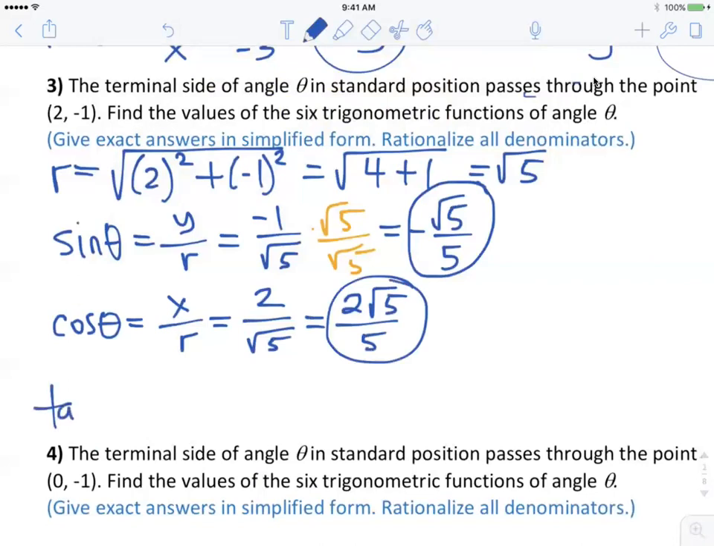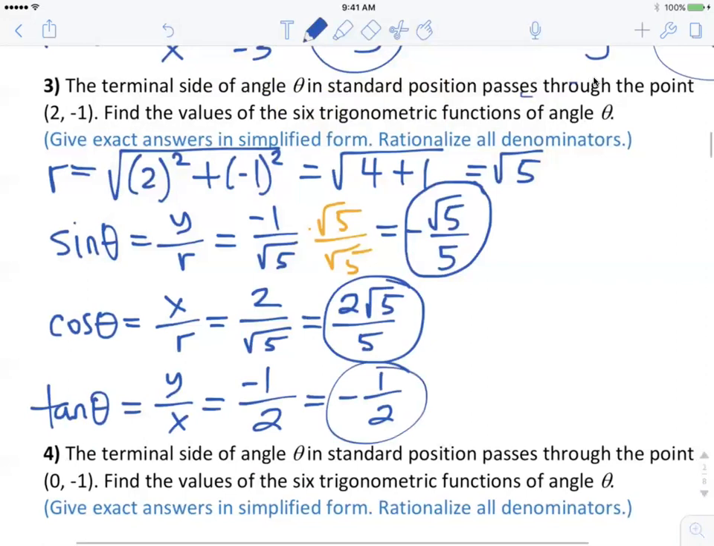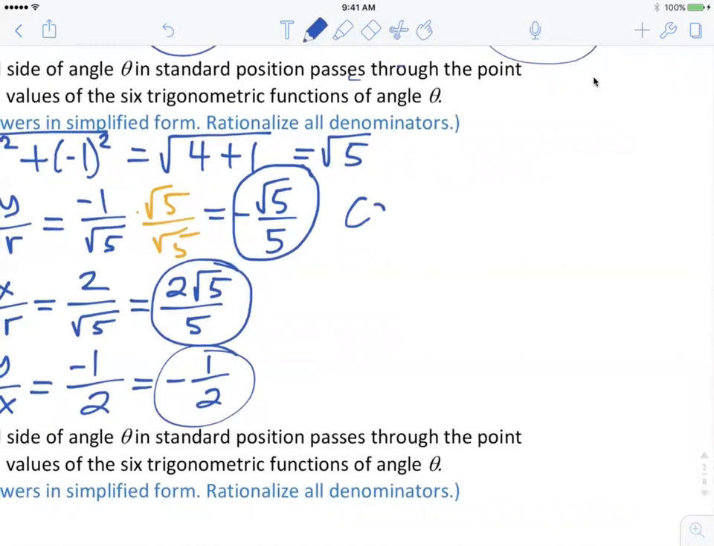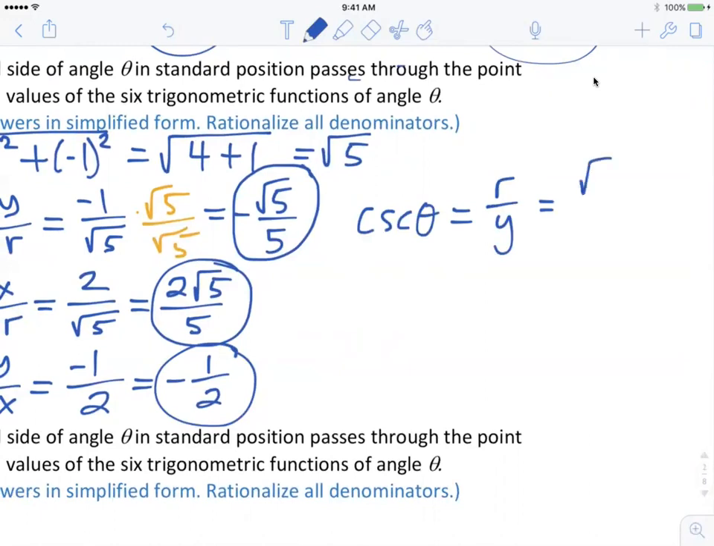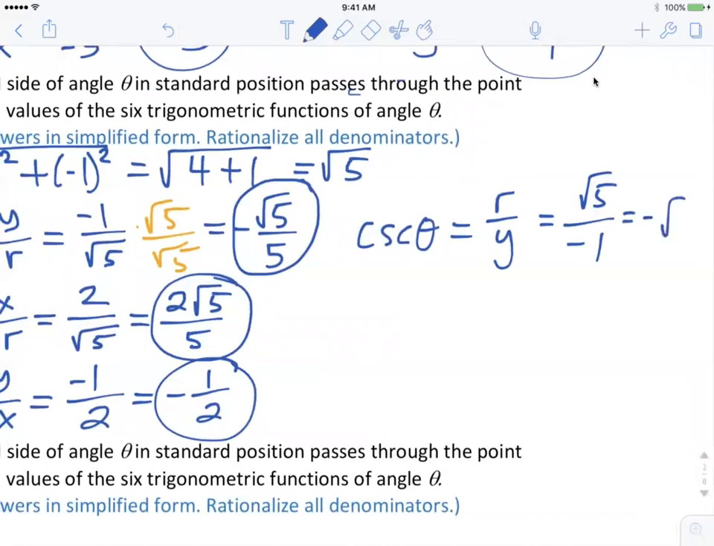Tangent theta, y over x. Y is -1, x is 2. So that's just -1/2. Okay, flip all of those over, and we've got this. Cosecant theta. We're just going to do r over y, which is √5 over -1. And that's -√5.